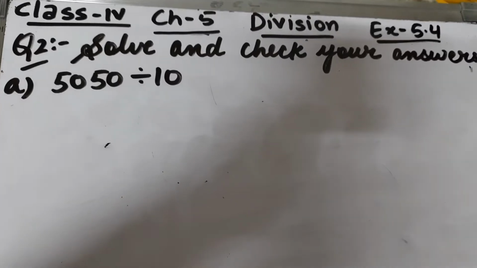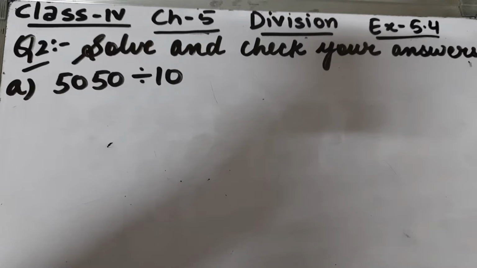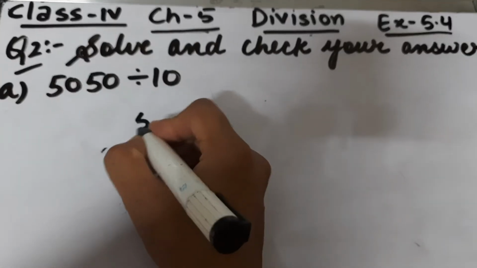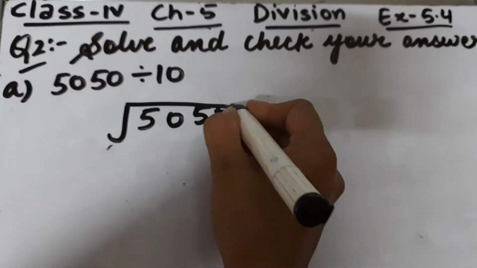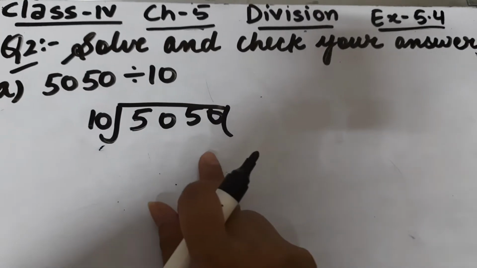Let's start question number 2 of exercise 5.4. The question is: solve and check your answers. A part is 5050 divided by 10. Here we have to divide 5050 by 10. That means our divisor is 10 and the dividend is 5050.